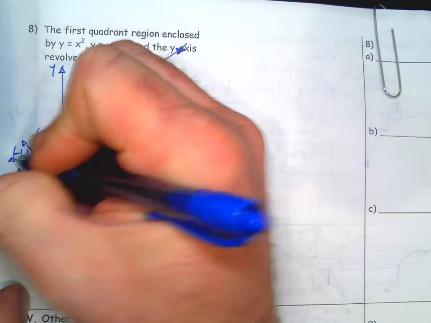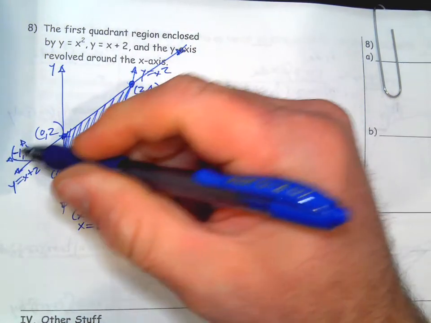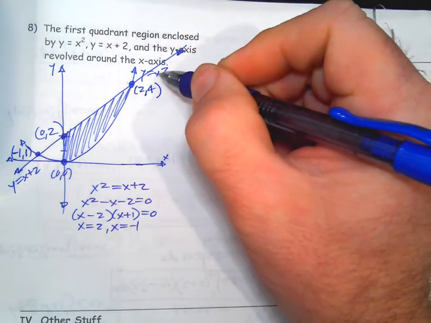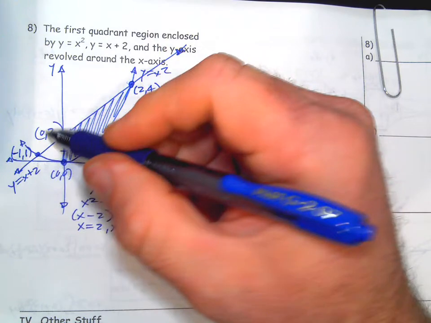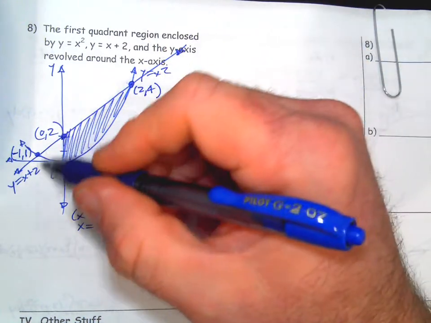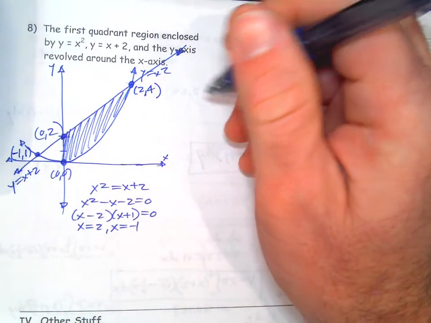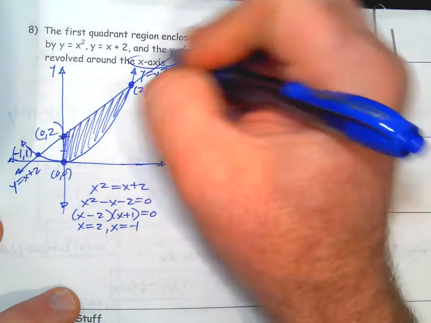Now you can test it. You can check your answer. If you plug it into both of them, you should get the same thing. So -1 squared is +1. -1 plus 2 is +1. 2 squared is 4. 2 plus 2 is 4. Okay, that looks good. Now we're going to rotate around the x-axis.